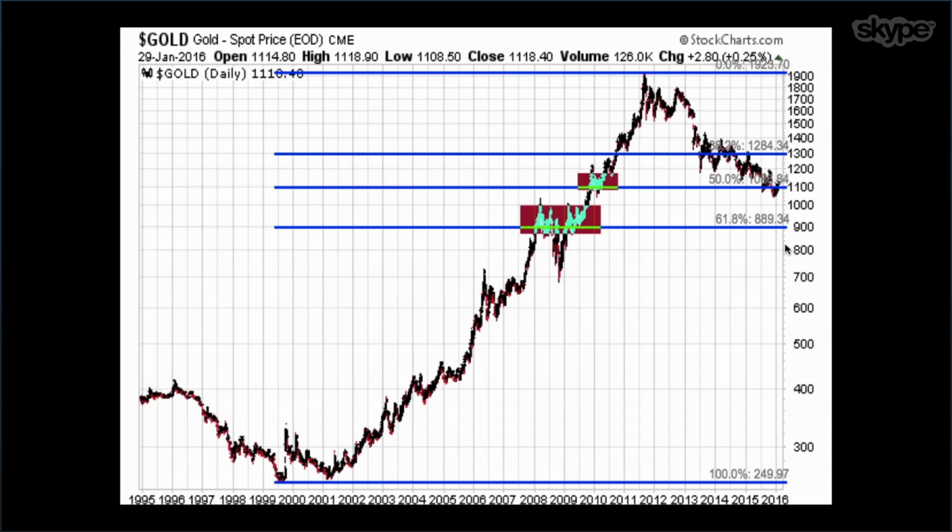I do not think you would see it break 850. That's close enough to 889 to fulfill this Fibonacci retracement. And so that would be the minimum. But I have a feeling the minimum is already in just because of all the stuff that is happening in the world and people doing a flight to safety. And there's two safe havens. There's U.S. Treasury bonds and there's gold.